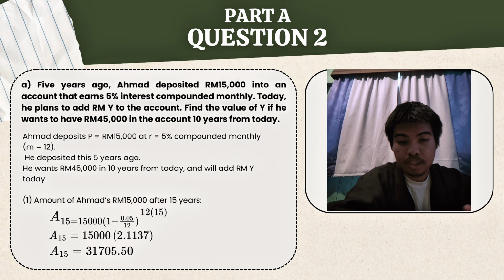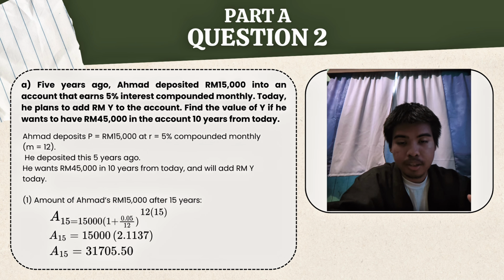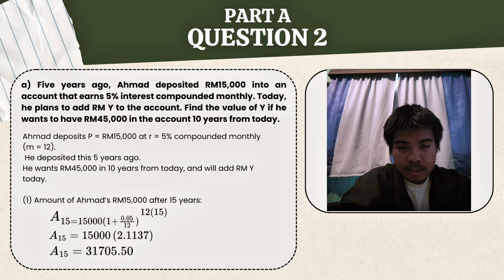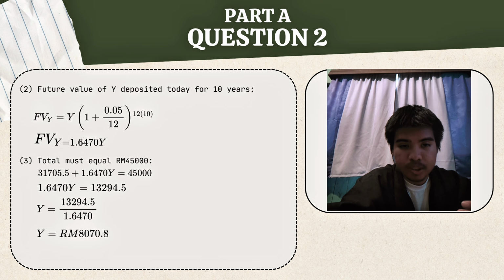The first thing we need to do is calculate how much Ahmad's original 15K has grown after 15 years in total. That is because it grew for 5 years in the past and it will continue to grow for another 10 years in the future. So first, we apply the compound interest formula. We identify the monthly interest rate: we take the 5% and divide it by 12, and the number of months in 15 years, times 12, is 180. After we calculate, the original 15K will turn into 31,705.5 after 15 years.